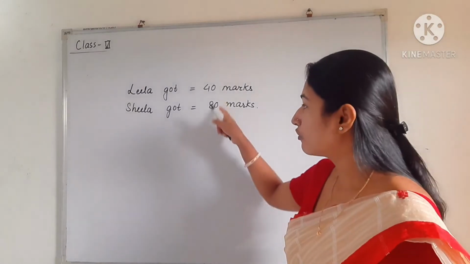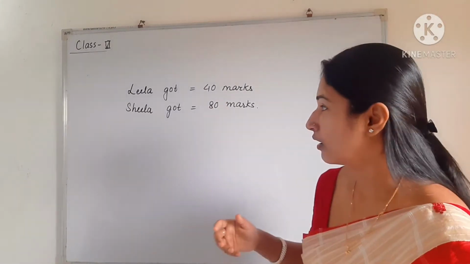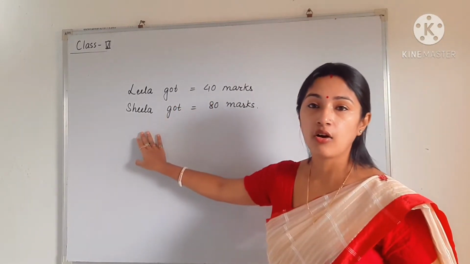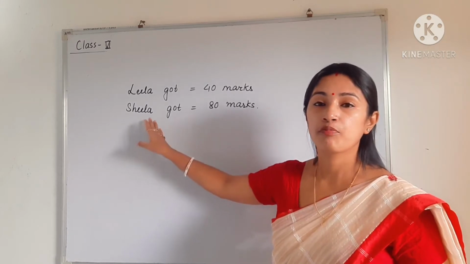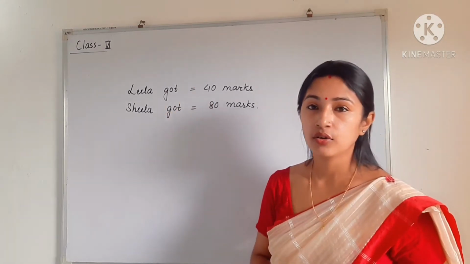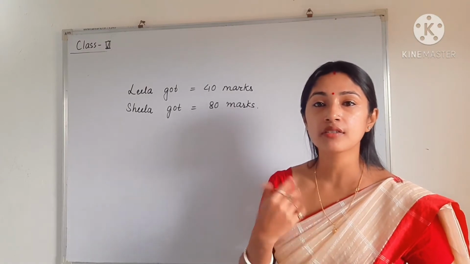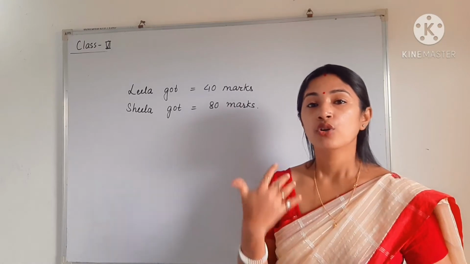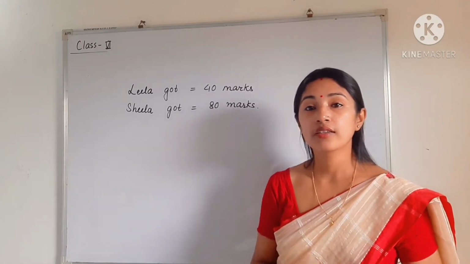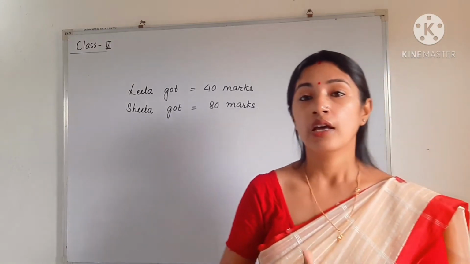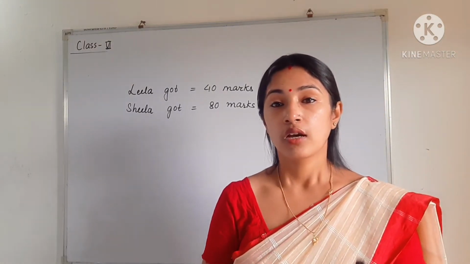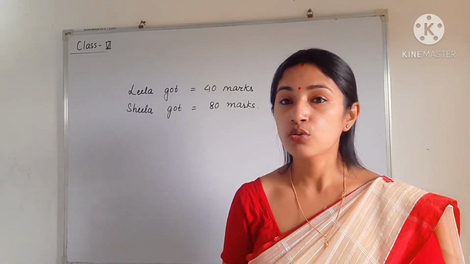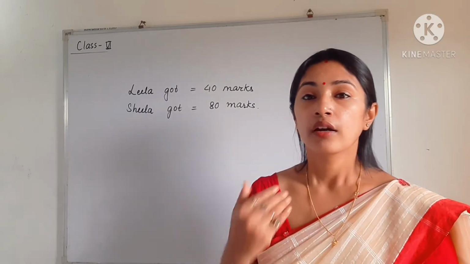If I subtract 40 from 80, I will get 40. By that way we can say that Leela got 40 marks less than Sheila, or we can say that Sheila got 40 marks more than Leela. So this is one way of comparison, that is difference, or you can say comparison using subtraction. There is another method of comparison, that is division. If we want to compare two sets of quantities, we can also use division.